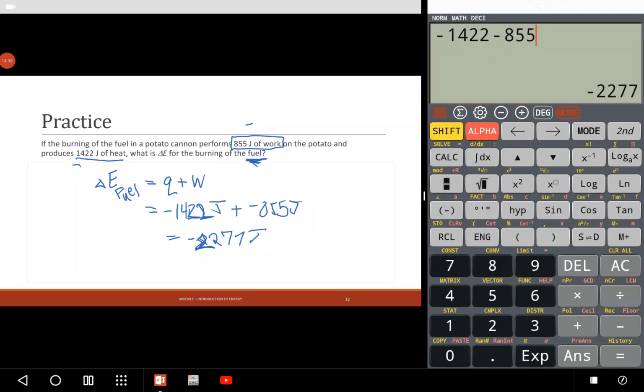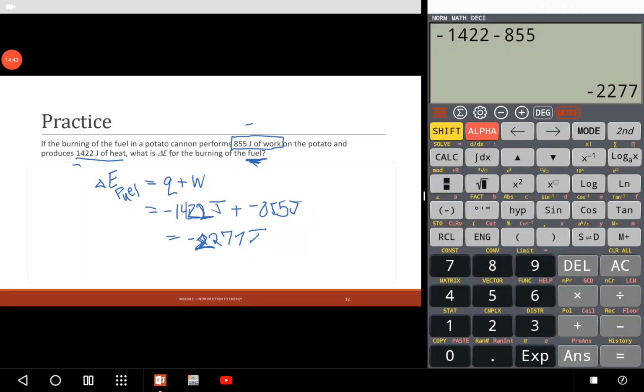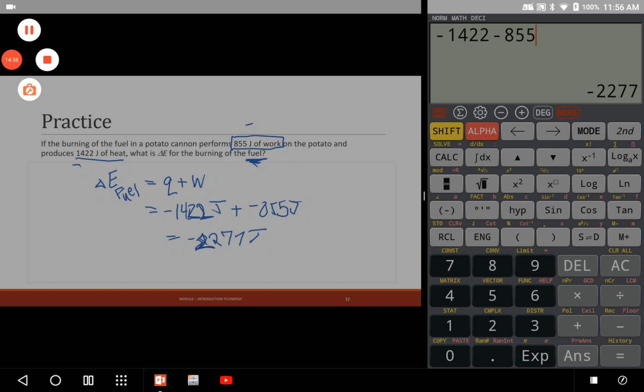Overall, we can say that this does make sense because a combustion reaction like this is very exothermic. You should all know that fire releases a lot of heat. So the system, the fuel, is losing that energy to the surroundings, and then we're observing it come off. So the negative sign here does make sense.